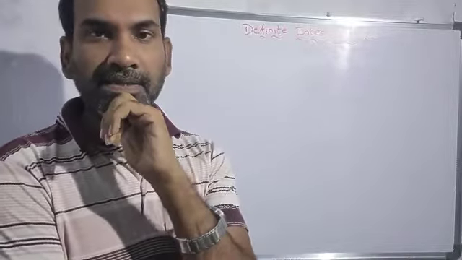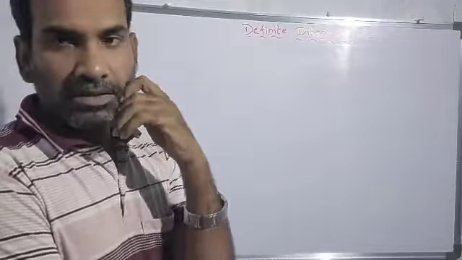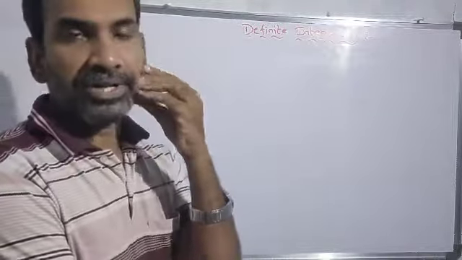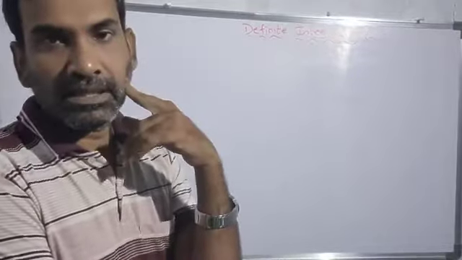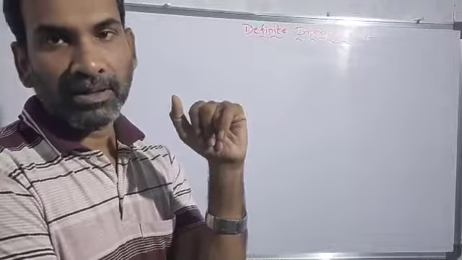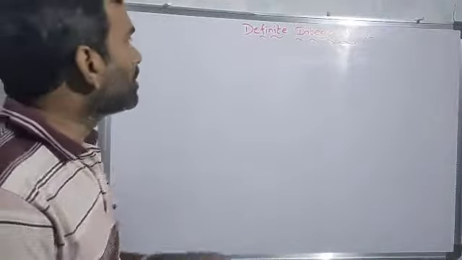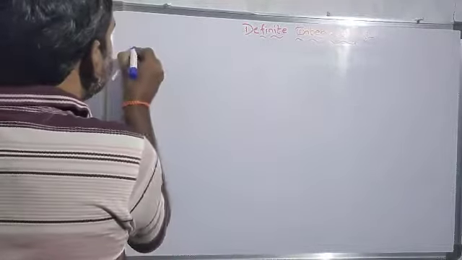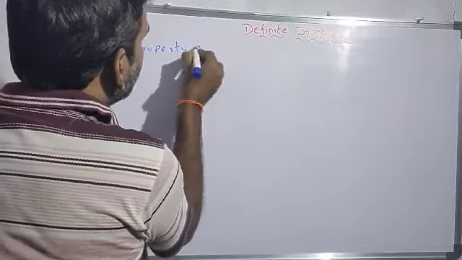Today in this class we will discuss two properties in the definite integration. In our previous class we discussed property number 1 and property number 2. So two properties are completed. In this class we will discuss property number 3.